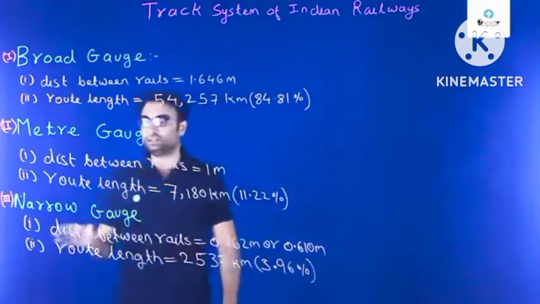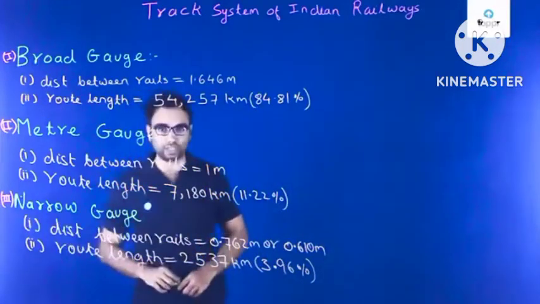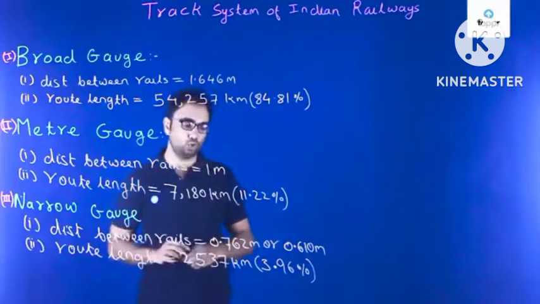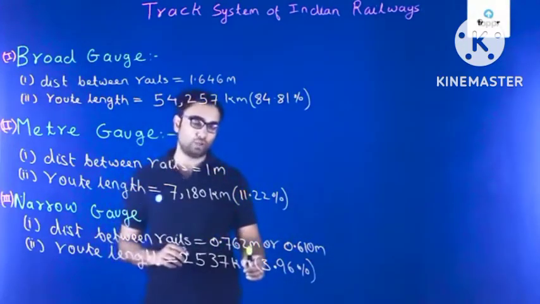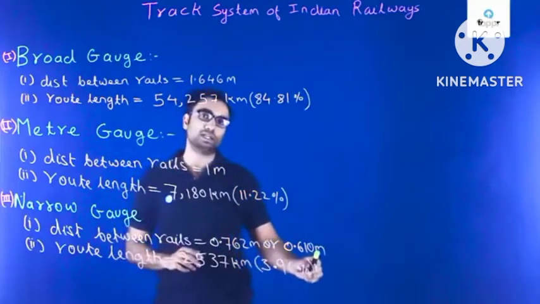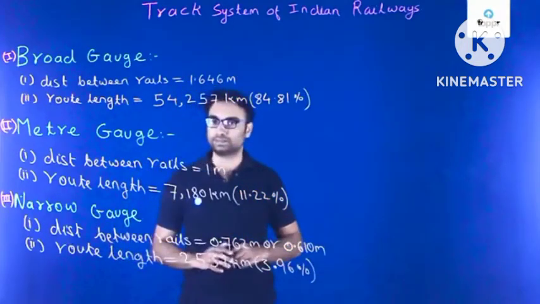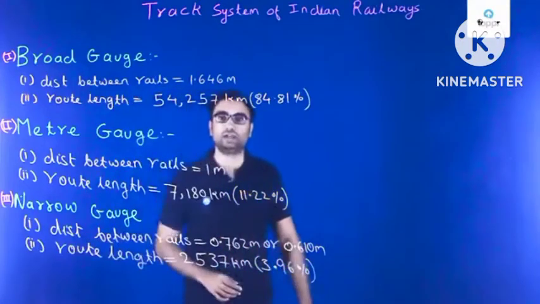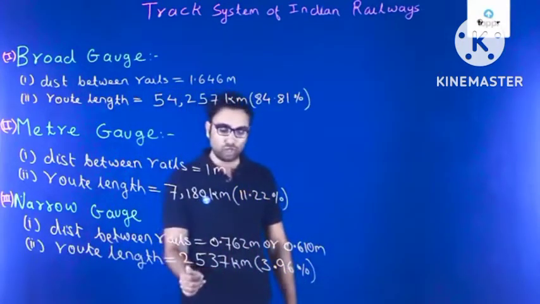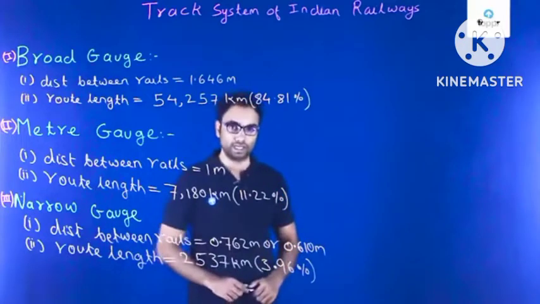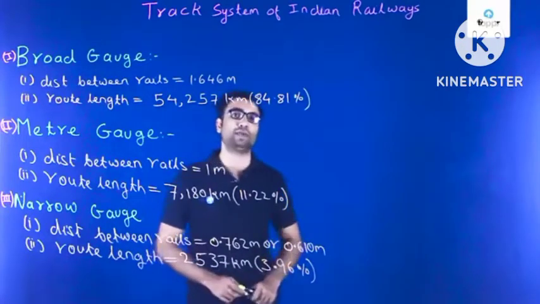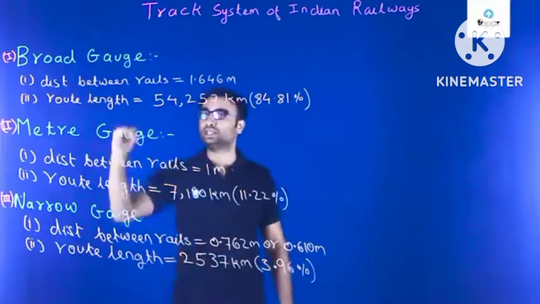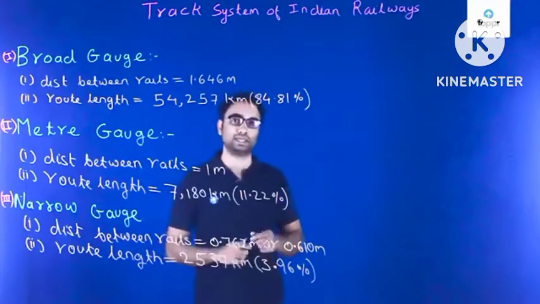At the same time, the third category is known as narrow gauge. If the railway line is a narrow gauge, then the distance between the two rails would be either 0.762 meters or 0.610 meters. Also, remember that the route length of the narrow gauge is 2,537 kilometers, which amounts to nearly 3.96% of the total Indian railways. So these were the three track systems available to us in India.